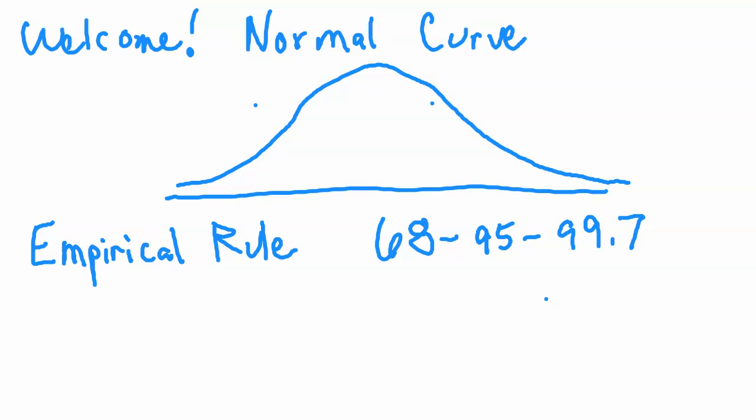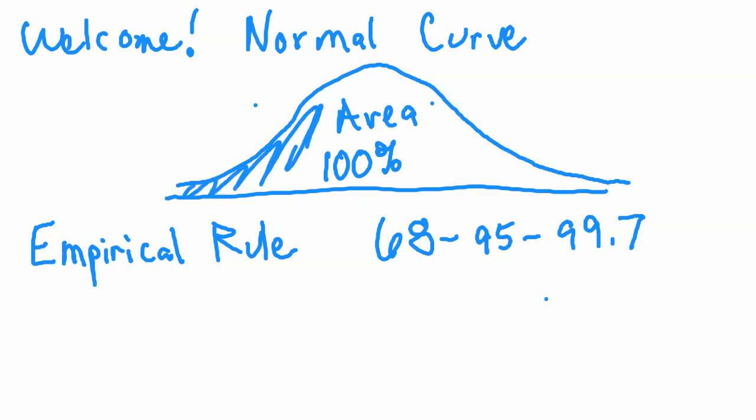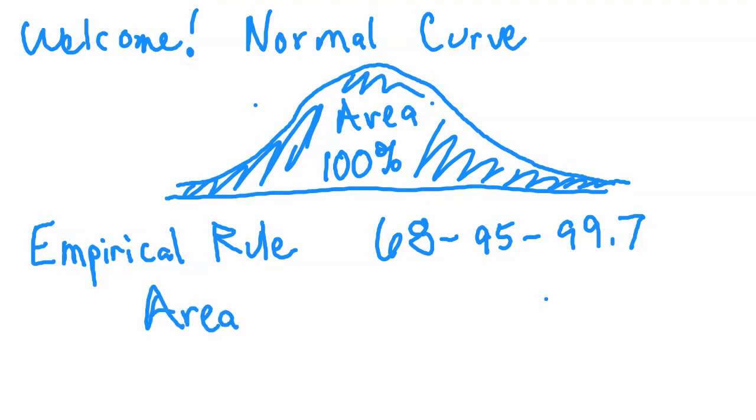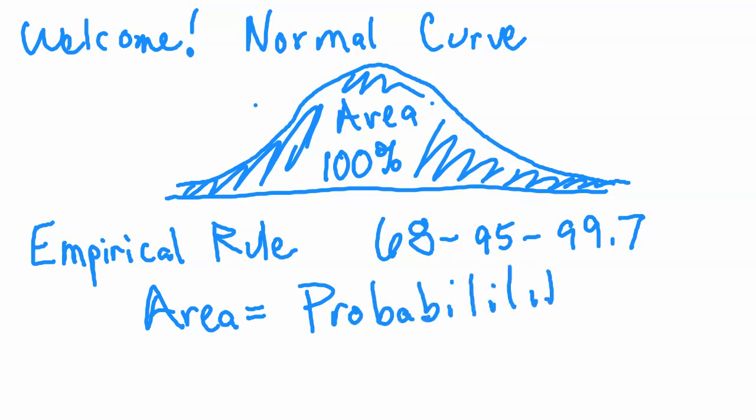Now, underneath this normal curve, this area under this curve is 100%. So if you color in all of this area, we should get 100%. And the area under the curve is also probability. So if you remember, with the empirical rule, I spelled that wrong, sorry.